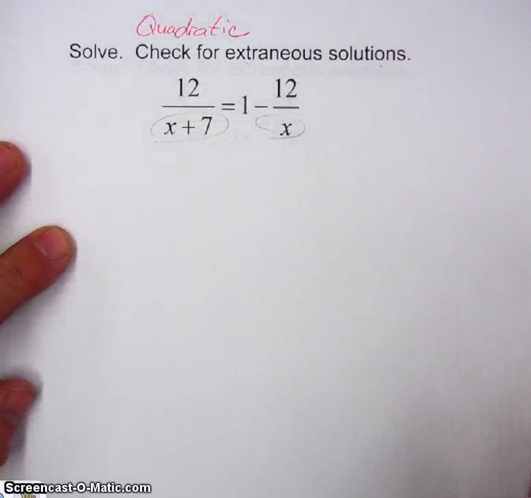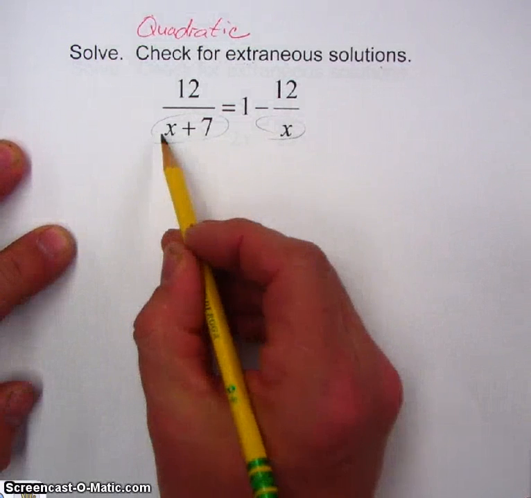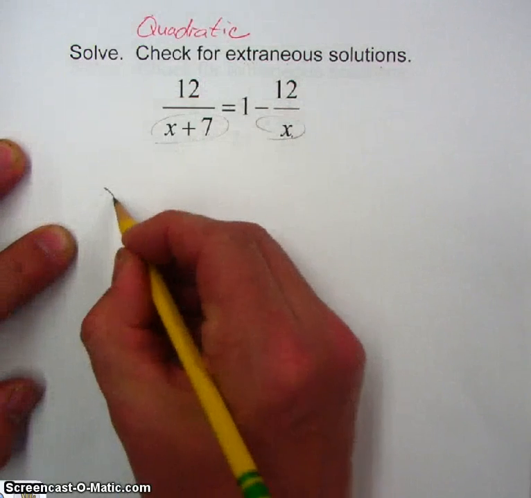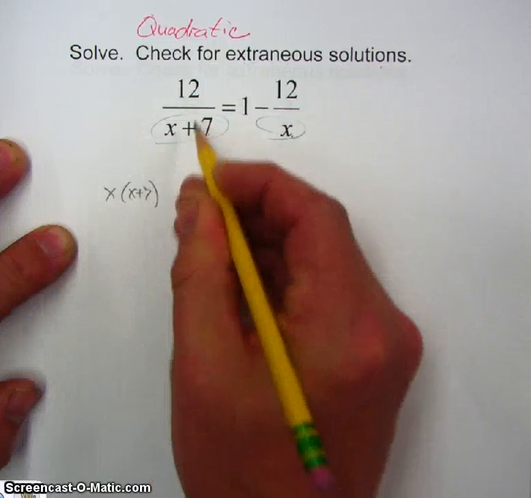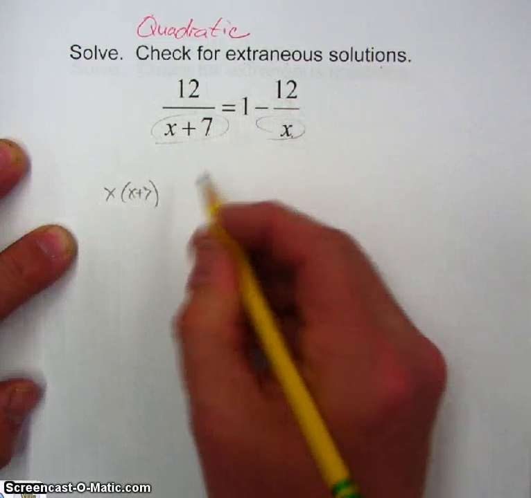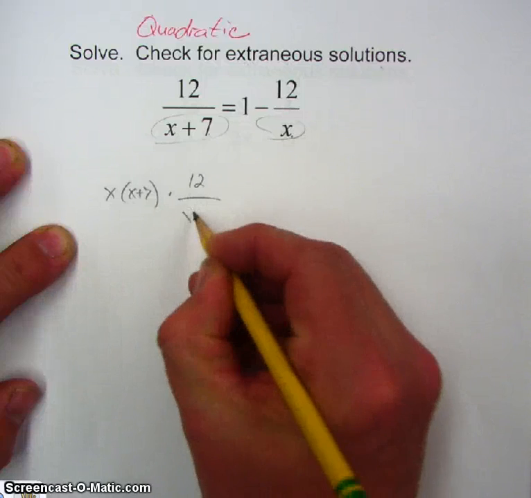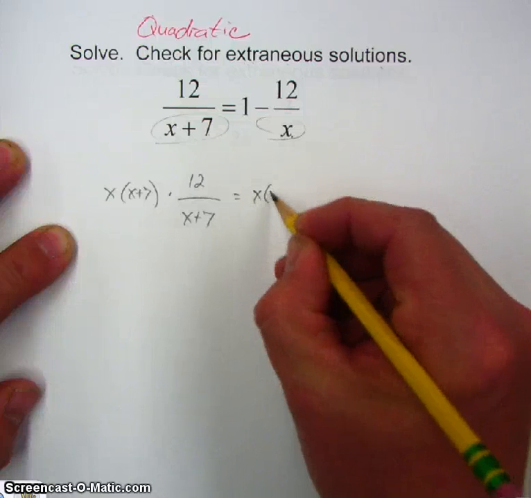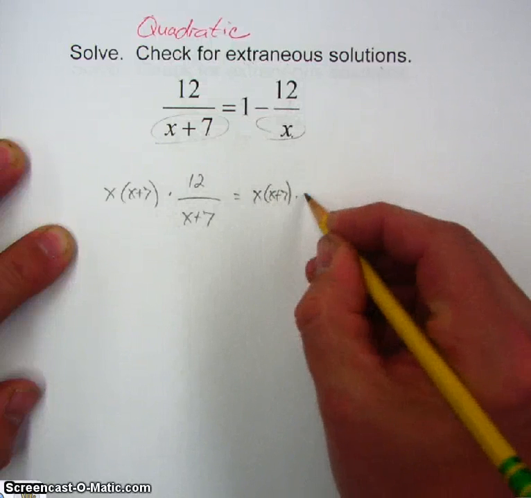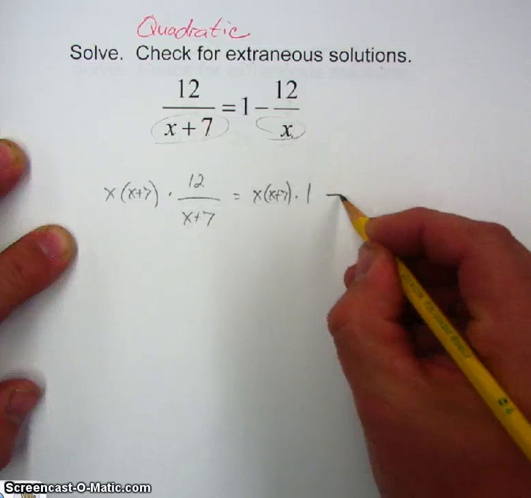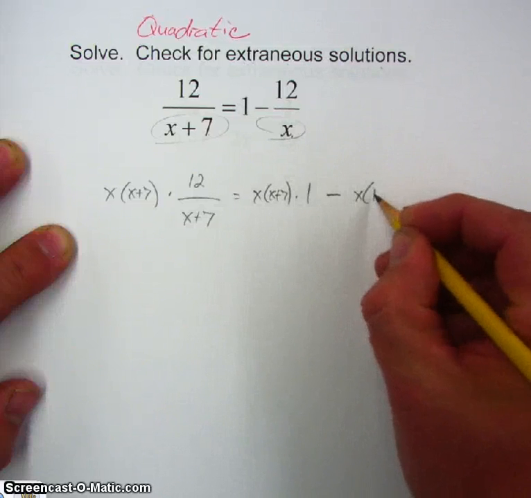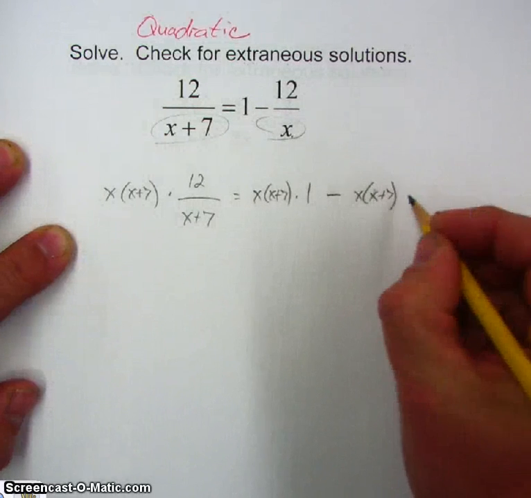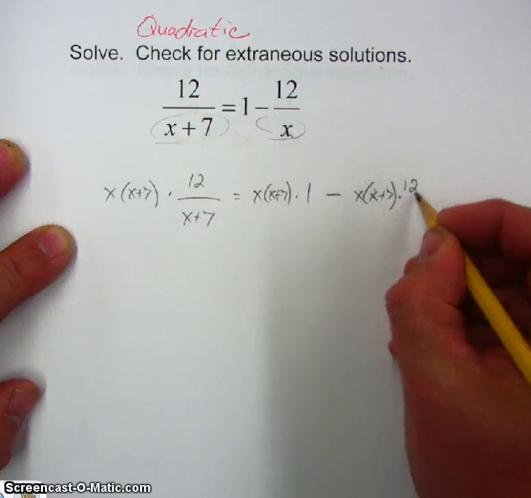Alright, so the first thing we have to do is get rid of these two denominators. So that means we multiply by the common denominator, which would be x plus 7 and x. So that means I'm going to multiply every single term by my common denominator. So then I have x times x plus 7 times 1, minus x times x plus 7 over 12x.